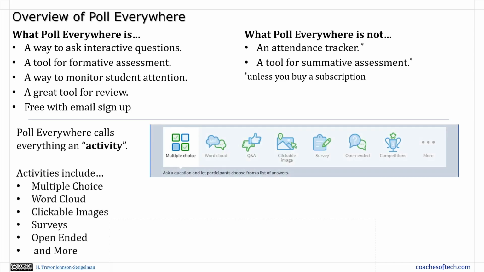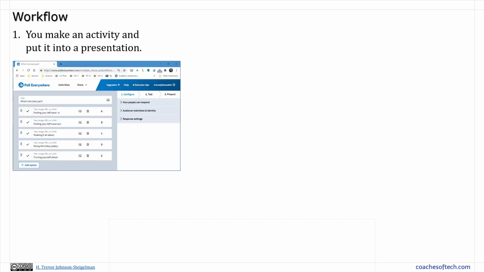Poll Everywhere calls everything an activity. There's a bunch of different types of activities that you can use. You can ask multiple choice questions. You could make a word cloud. You can put in clickable images. There's all kinds of things that you can use for this. So once you sign up, go in and check those other choices out. I'm going to stick to multiple choice questions today.